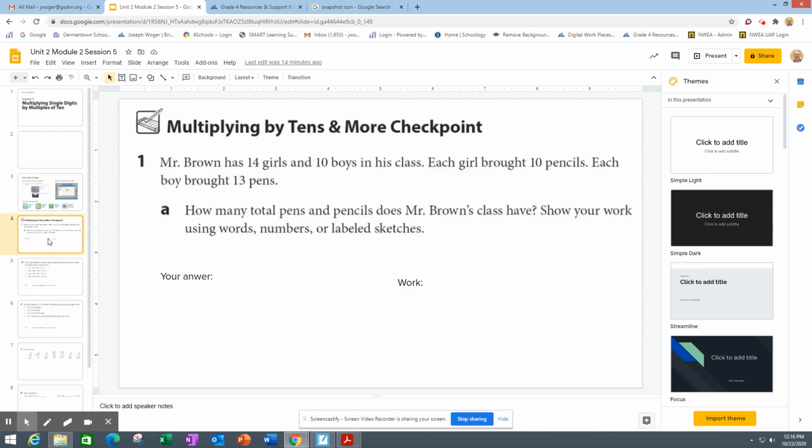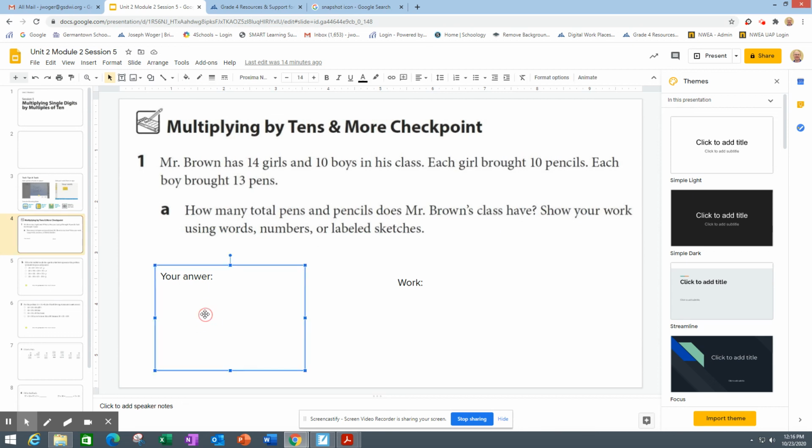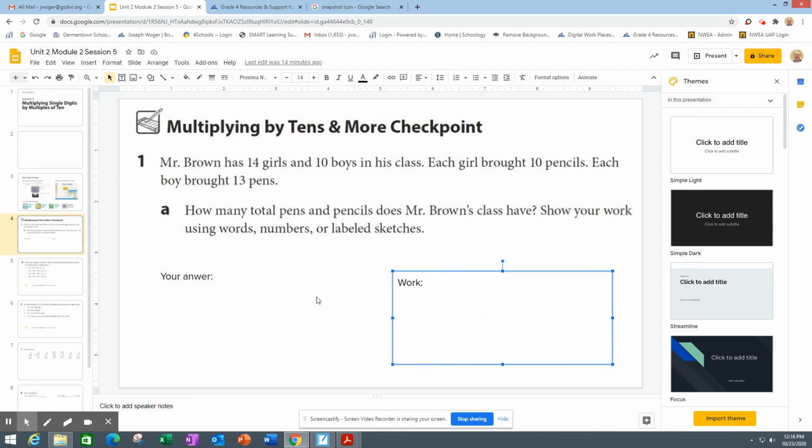So here's your very first one. It's multiplying by tens and more checkpoint. So Mr. Brown has 14 girls, 10 boys in his class. Each girl has 10 pencils, and each boy has 13 pencils. So how many total pens and pencils does he have? Show your work. Okay, so put your answer here and your work here.